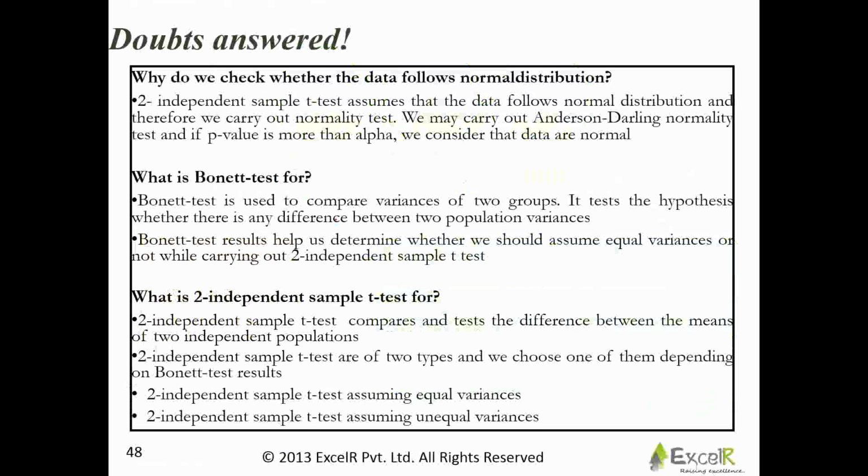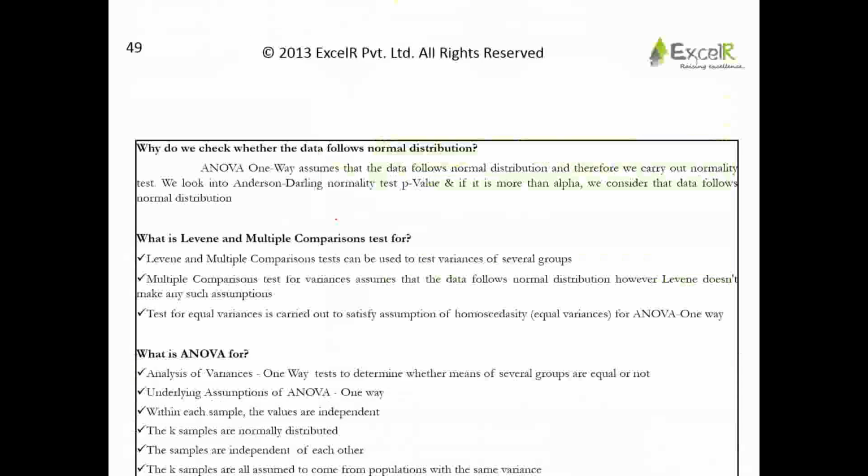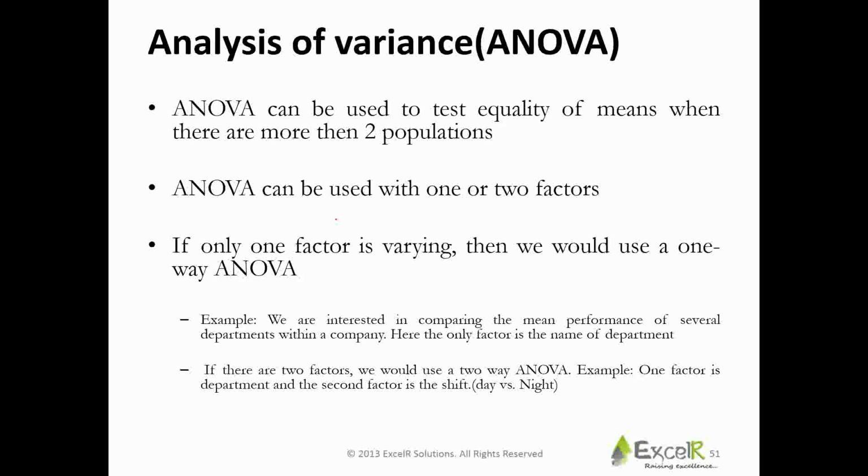Okay, now let me get into ANOVA. When we discussed ANOVA last time, we discussed one-way ANOVA. What does one-way mean? And what does two-way mean, right? We need to look into that. ANOVA can be used to test equality of means when there are more than two populations. If you have greater than two categories or populations, then you go ahead and do ANOVA.